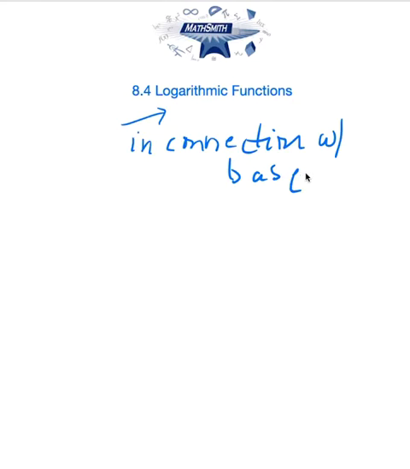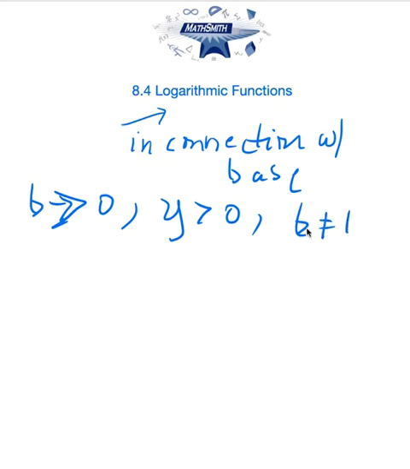It says b is always going to be positive. Your bases are always going to be greater than 0, and y is also always going to be positive, and your base is never going to equal 1. Why? Because if your base is 1 and I raise that to any kind of power, what am I going to get? I'm going to get 1. So it's not really an exponential function, is it? So they're limiting that: the base can't be 1, but it has to be positive.